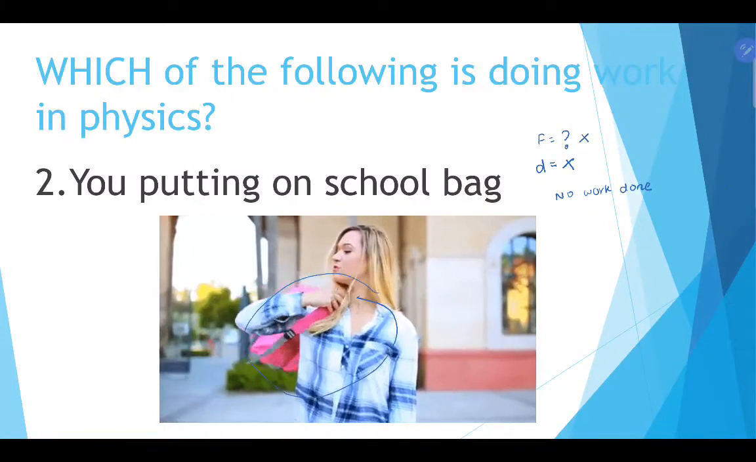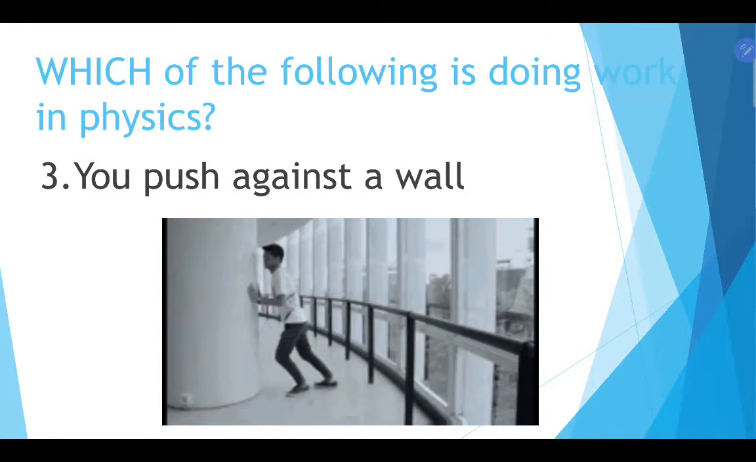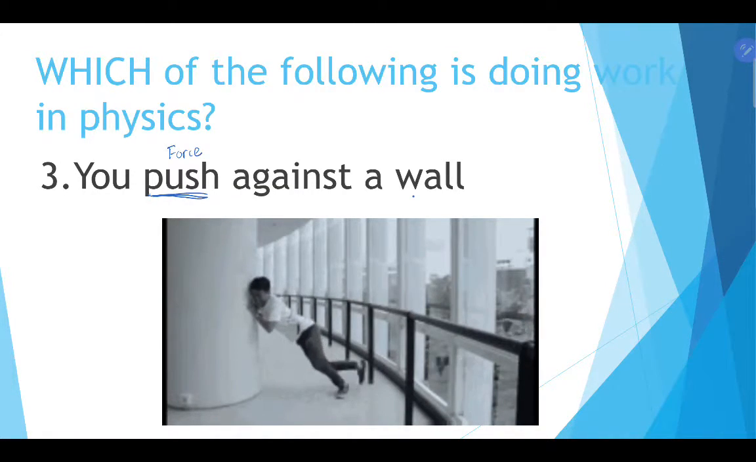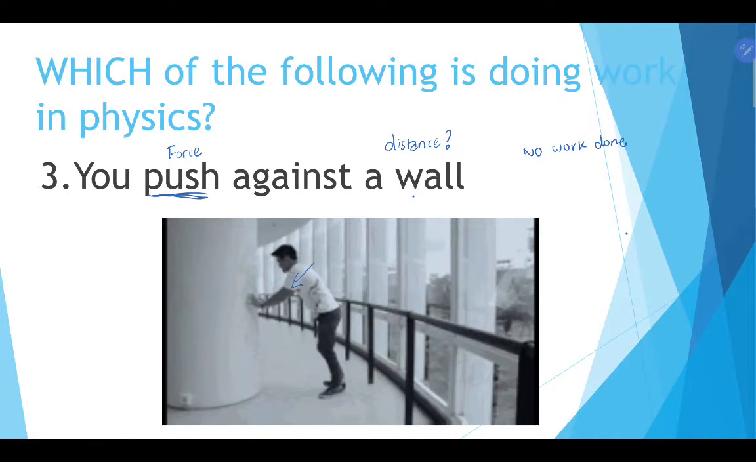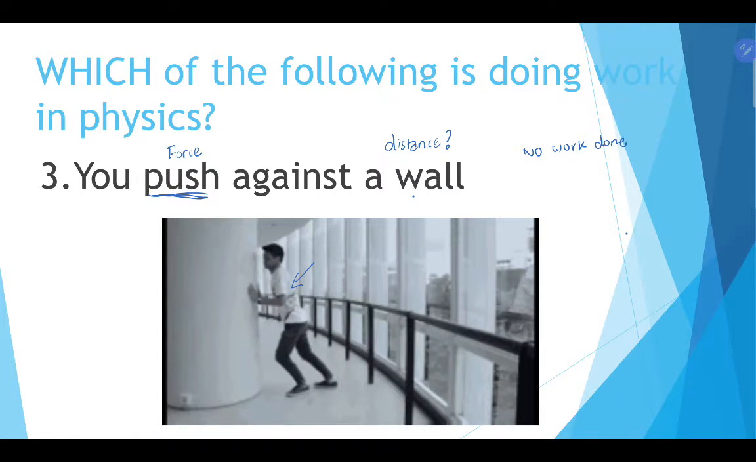Let's look at another example. When you push against a wall, there's a force. But when you're pushing the wall, is the force moving the wall? Is there any distance? Is the wall moving? No, because you're not strong enough to push a wall. So here, no work is done. As you can see here, the person is pushing the wall, but there's no movement. There's no distance because of the force of the push. So again, no work is done.